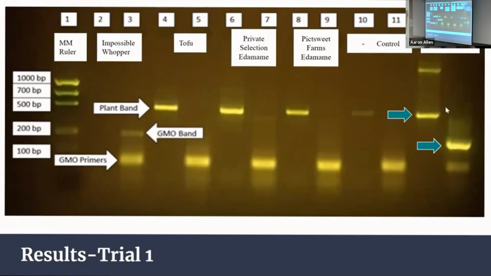material in there. So as you can see, the negative control has a plant band. Both edamames, the Impossible Whopper, and tofu all show plant material, which is good. It's what we assumed. This here is the GMO band. The positive control is positive for genetic modification. So we could then look across and see if there was genetic modification across the board.